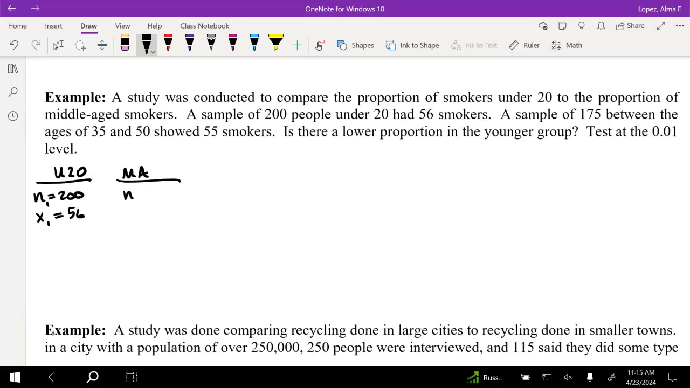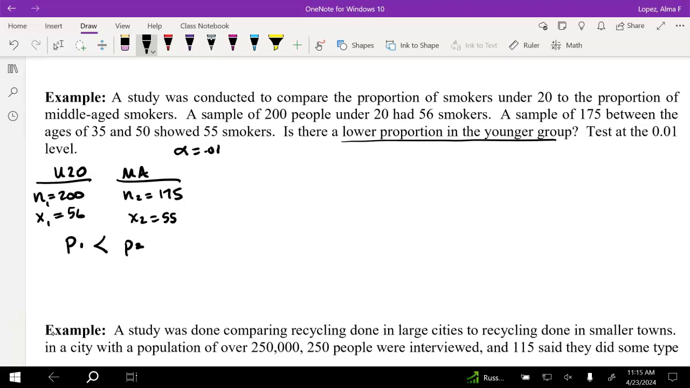A sample of 175 people between the ages of 35 and 50. I guess that's middle age, so I'm old. Had 55 smokers. Is there a lower proportion in the younger group? Test at a 0.01 level. Okay, so we have an alpha of 0.01. Proportion 1, proportion 2. Is the proportion lower in the younger group?